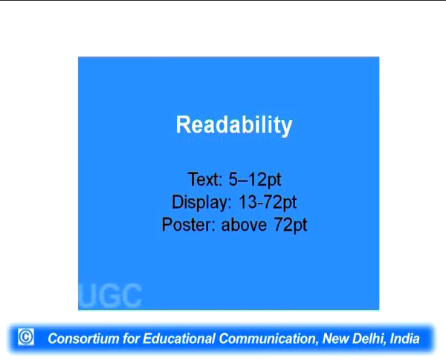Next is the display type. A type size which is bigger than 12 point, that is 13 point to 72 point, we call display type. Display type is used for heading and subheading. What is the basic function of heading and subheading? Heading is basically used to attract the attention of the reader, and heading also summarizes the content. That means when you are attracted by the heading, you get an idea whether you are willing to go to the text or not. That is the basic purpose.